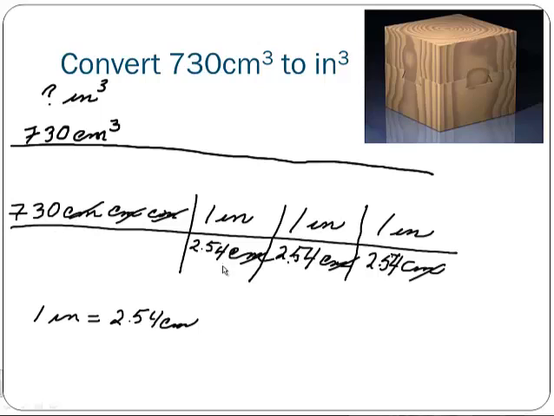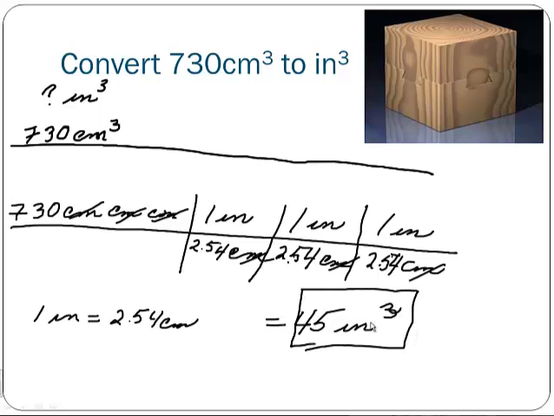730 divided by 2.54 divided by 2.54 divided by 2.54, and my answer comes out to 44.54. So I'm going to round to 2 significant digits, which will make it equal to 45 inches cubed. Sorry, cubed, 3, because it's 3 times. That's it. That's all there is to that problem.